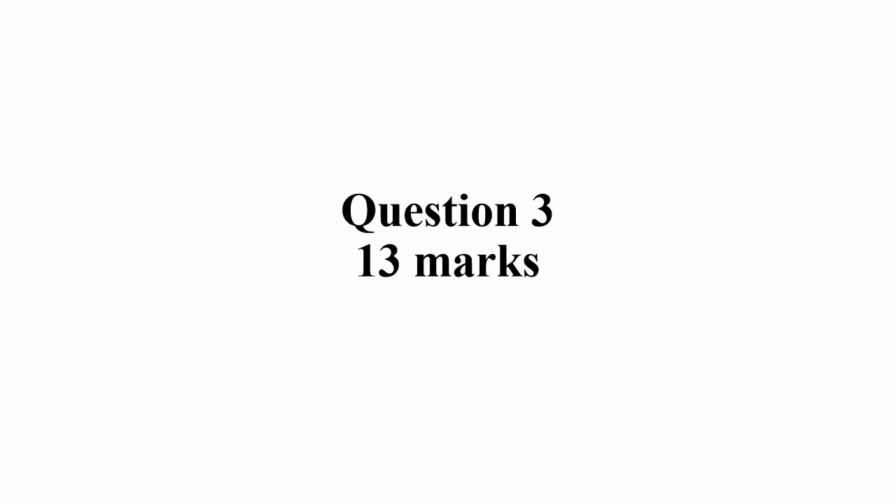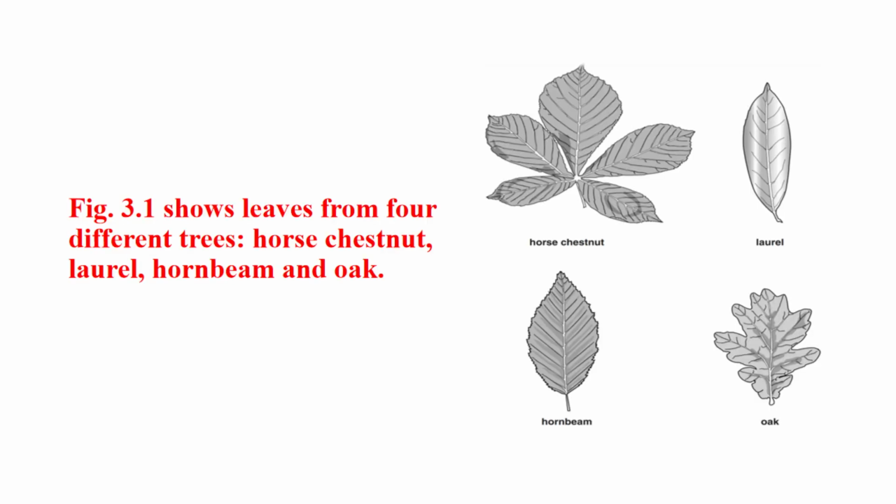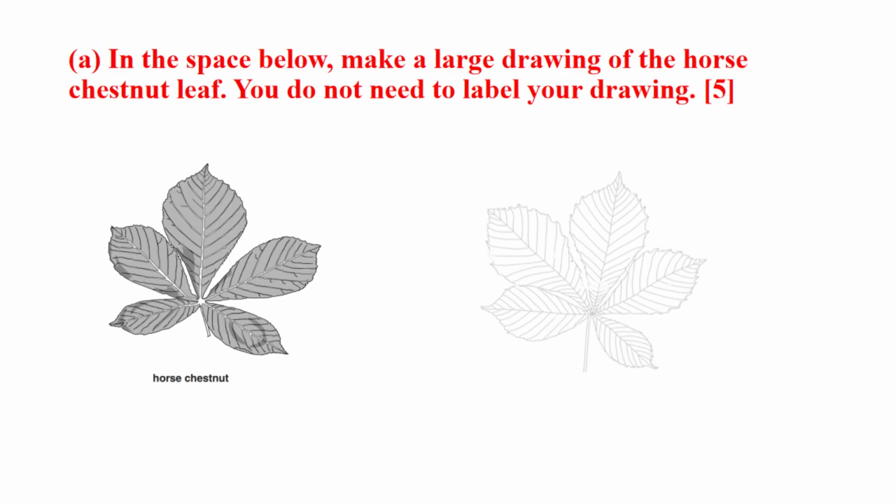Question 3, 13 marks. Figure 3.1 shows leaves from 4 different trees: horse chestnut, laurel, hornbeam, and oak. In part A, let's take a closer look at the horse chestnut leaf and make a drawing. We have 5 leaflets. The lower 2 are smaller than the upper 3.